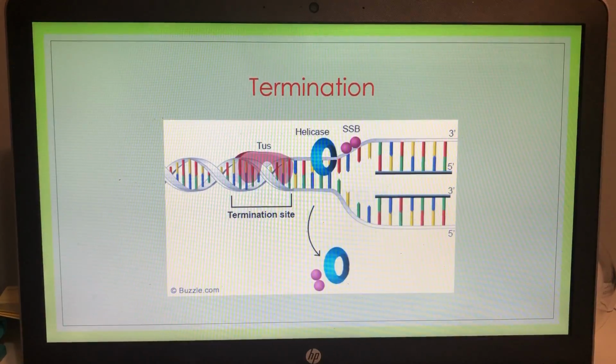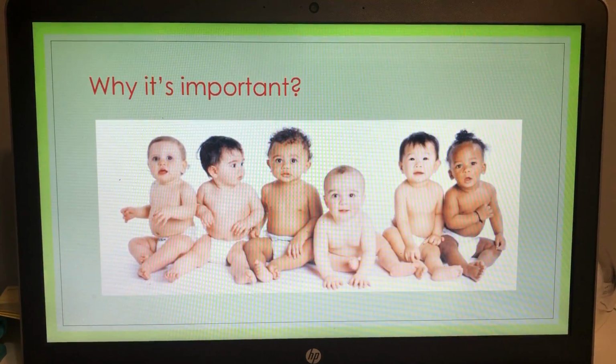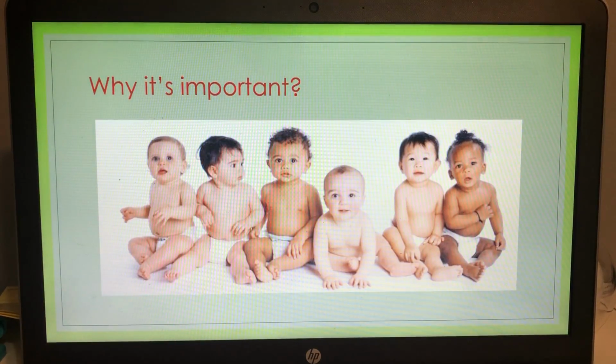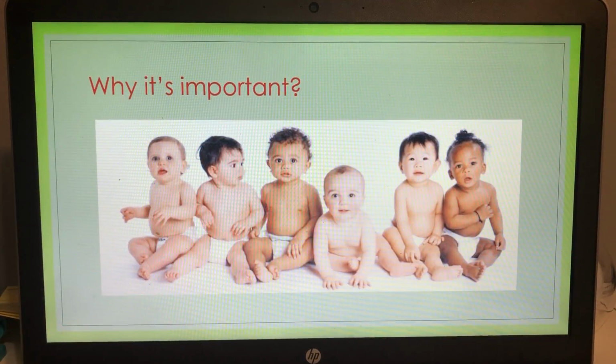And lastly, the important thing is why this is important. DNA replication is important because the reproduction of cells and organisms is dependent on it, and it allows organisms to be reproduced from the parent. The information stored in the DNA is essentially for life, which is us, which is why I chose the baby pictures.